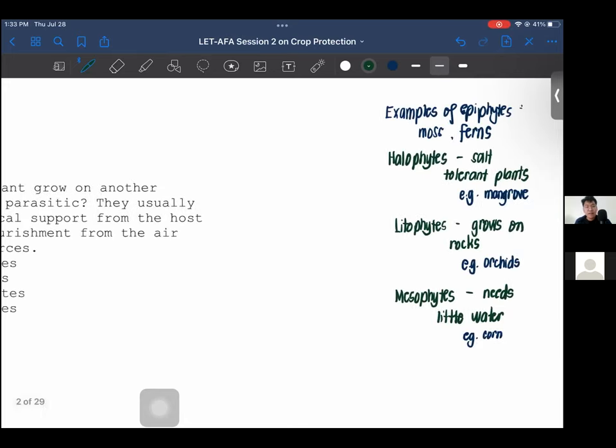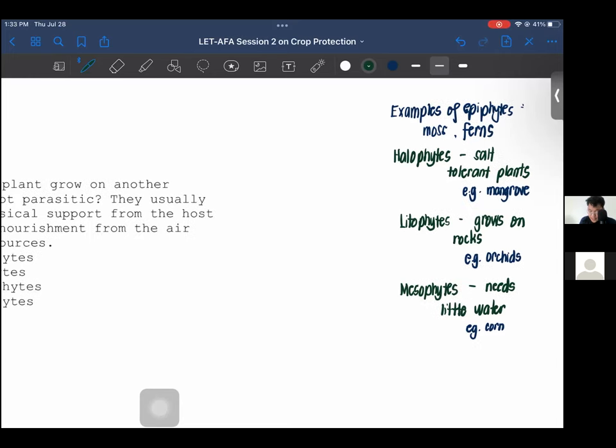So here are the different discussions on kung ano-ano nga ba itong mga to. Kapag sinabi nating halophytes, these are salt-tolerant na plants, which means they can grow well under saline conditions. So kahit maraming salt dun sa water mo, they can grow well. An example of this ay mangrove.